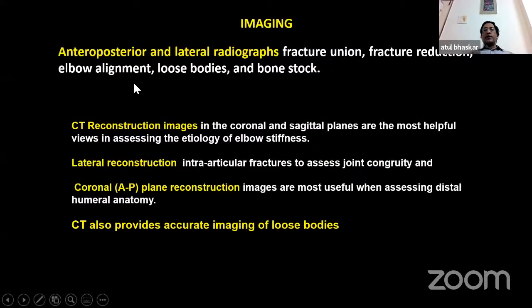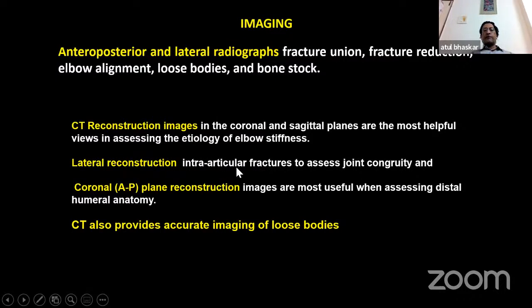X-rays are the key to diagnose. X-rays can tell you about fracture union, fracture reduction, alignment, loose bodies, bone stock. So when you look at the X-ray of the elbow, one must comment on all these features. CT scan in the coronal and the sagittal planes is most helpful in assessing the etiology of stiffness. MRI can sometimes overestimate. So CT reformatting is the best imaging modality for a stiff elbow.